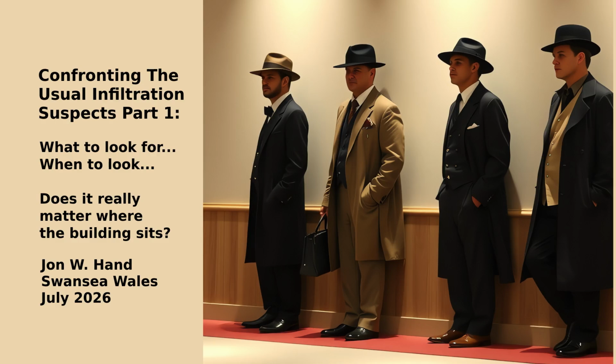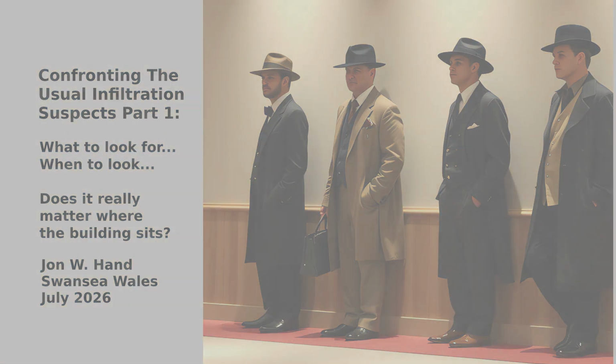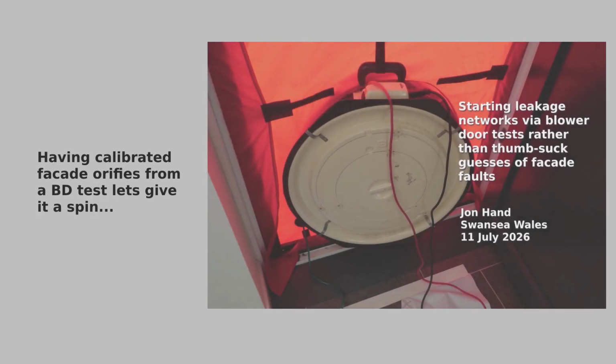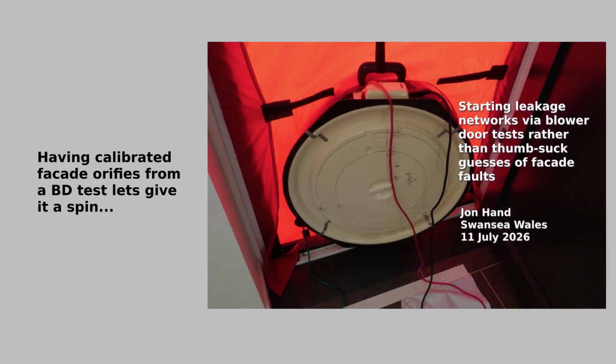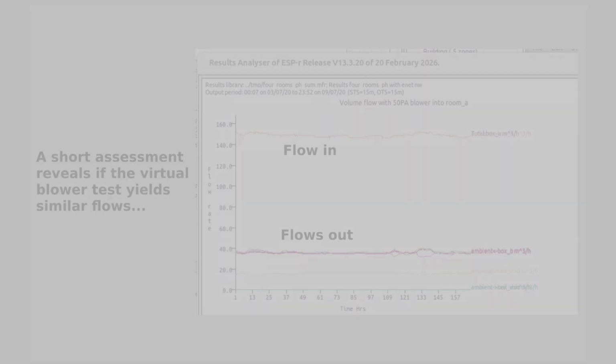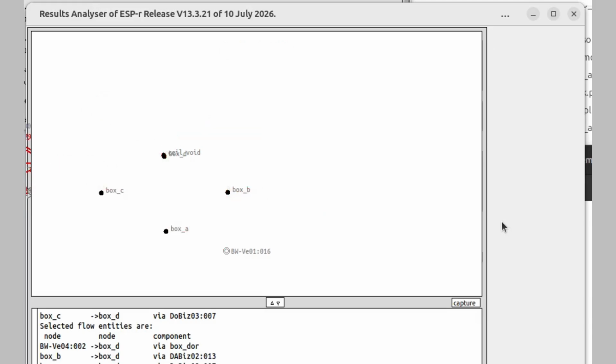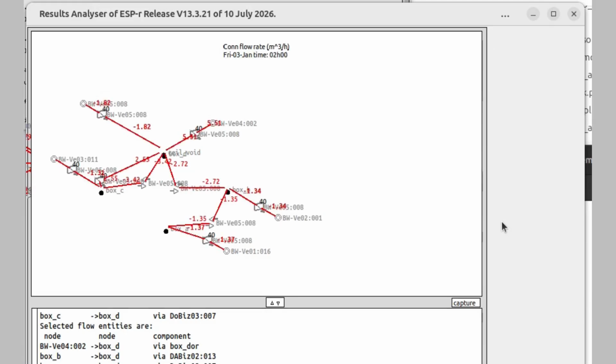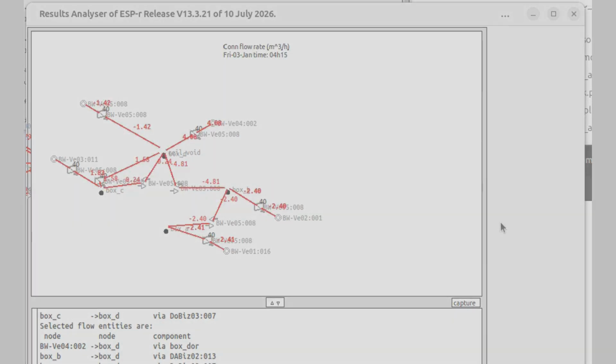In this video, we'll be confronting some of the usual suspects for mass flow network-based infiltration studies. My prior video introduced facilities implementing a virtual blower door test within a mass flow network in order to arrive at a set of calibrated orifices to match that blower door test flow. In this video, we explore the patterns of airflow that might result from those calibrated orifices as we cycle through different site wind exposures and sheltering.